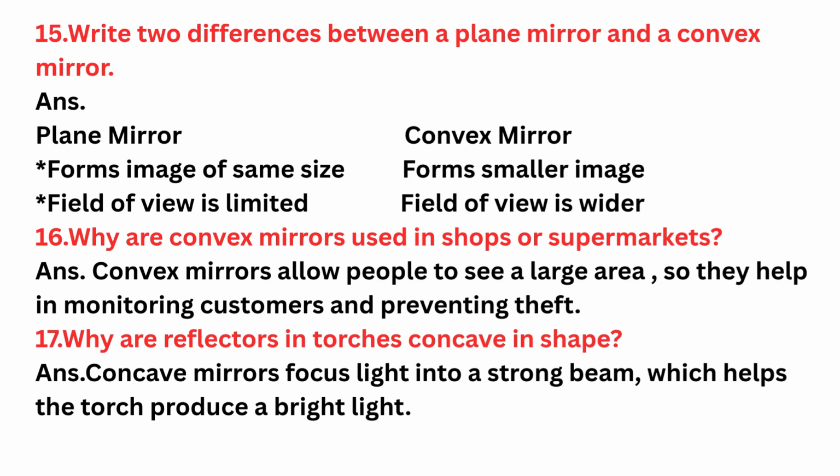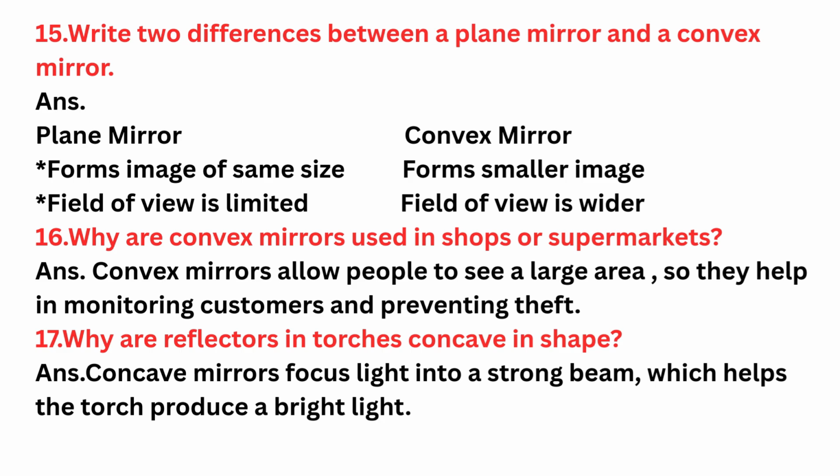Question number 15. Write two differences between plane mirror and a convex mirror. Answer. Plane mirror forms an image of the same size. Convex mirror forms a smaller image. Plane mirror field of view is limited and convex mirror field of view is wider.